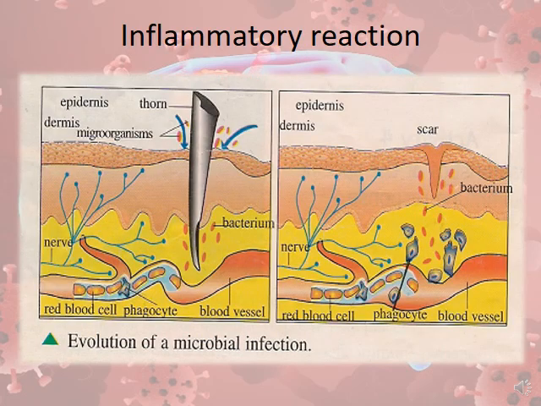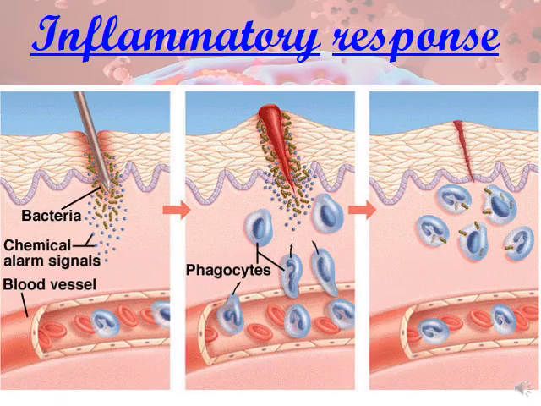Here is an example of an inflammatory reaction, the evolution of a microbial infection through a thorn. We will have a wound here, and the bacteria enter inside the blood vessels, and the phagocytes will move toward them to react. These are the signs of the inflammatory response, for example chemical alarm signals. Here we have redness, and a lot of changes that will appear after an inflammatory response.